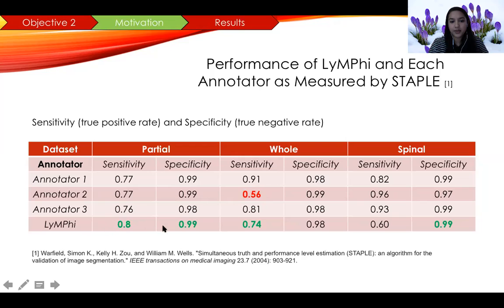Green here represents better performance by Lymphy than at least one annotator, and red for very poor performance by a single annotator. I would like to point out the value of 0.56 sensitivity shown by a single annotator for the whole mount dataset. Clearly, relying on a single annotator for segmentation is very risky, and Lymphy's performance in detecting the vessel foreground does not drop to this level for any of the data sets we used.